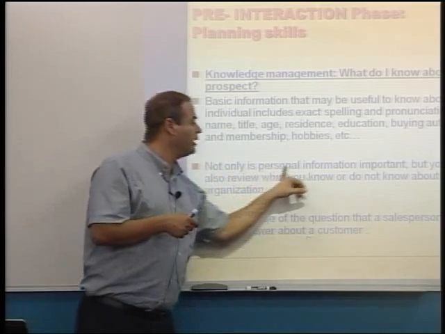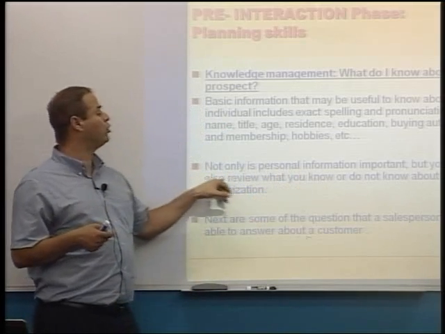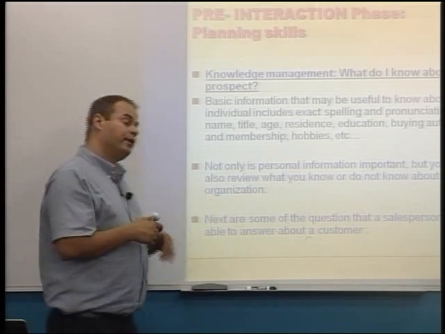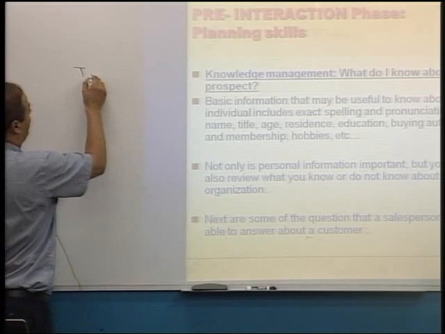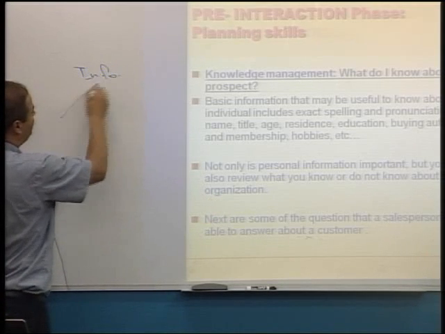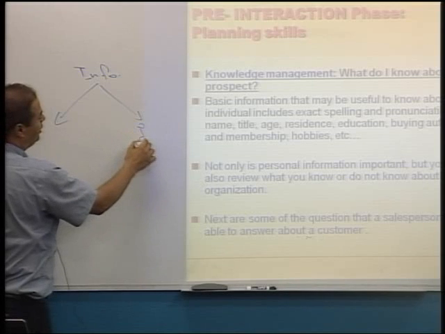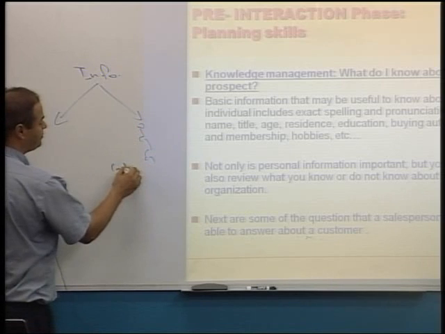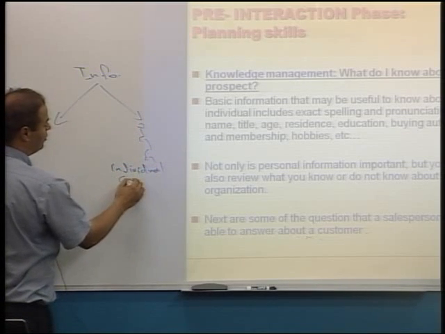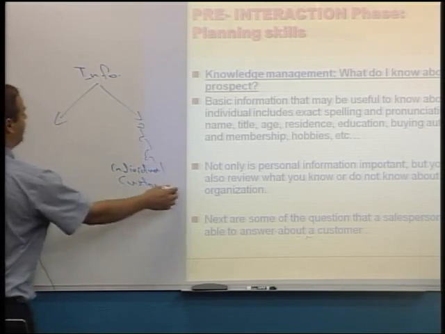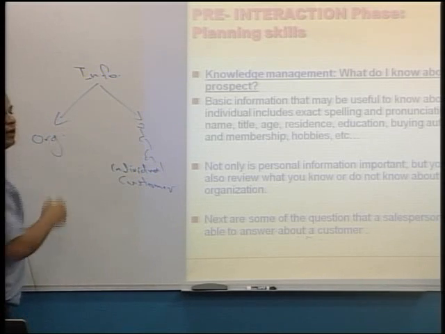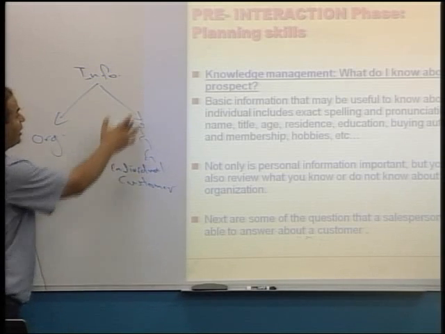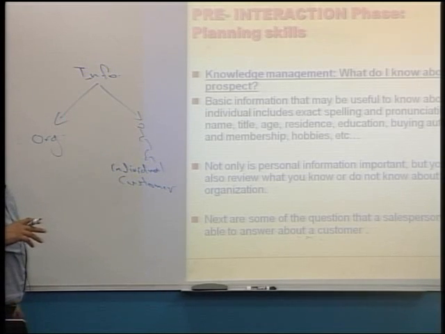Not only is personal information important, but you should also review what you know or do not know about the client's organization. So far we are talking about information. This information is subdivided into individual information about an individual customer. The second one is the organization where he or she is working. Remember, we are talking about circulated information.